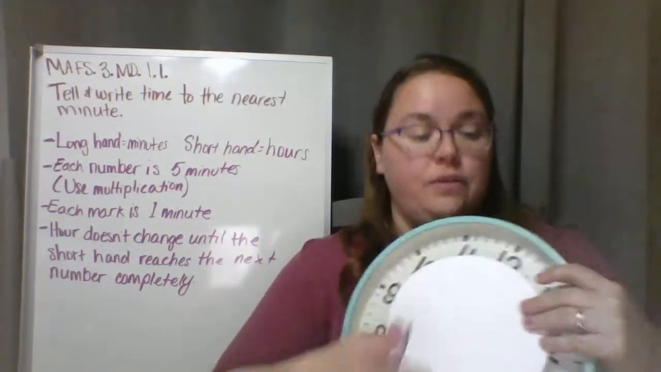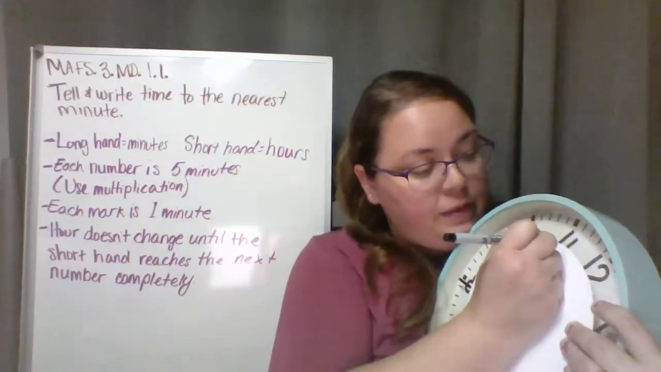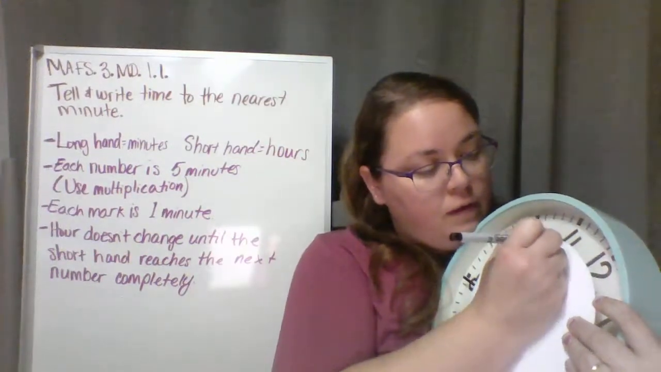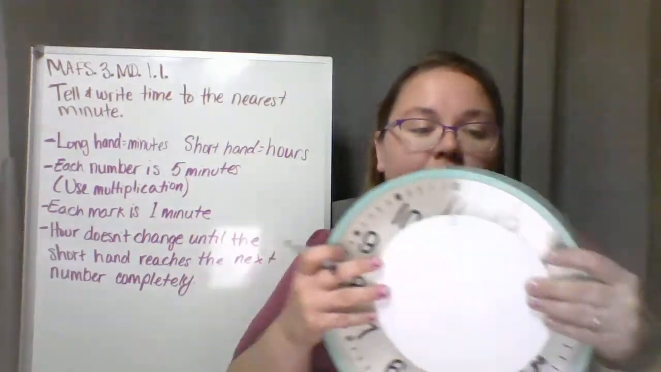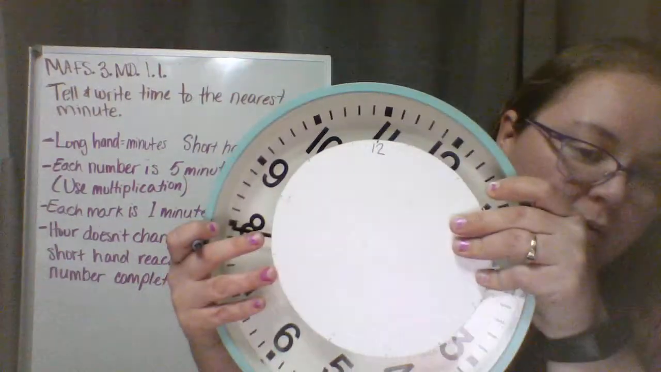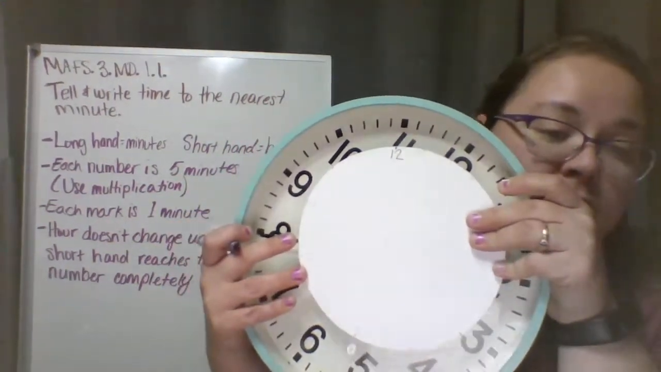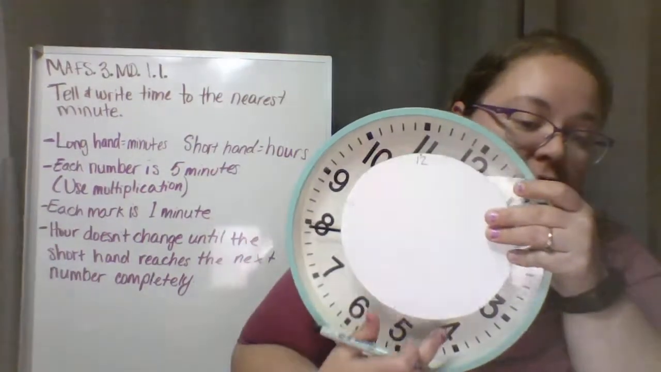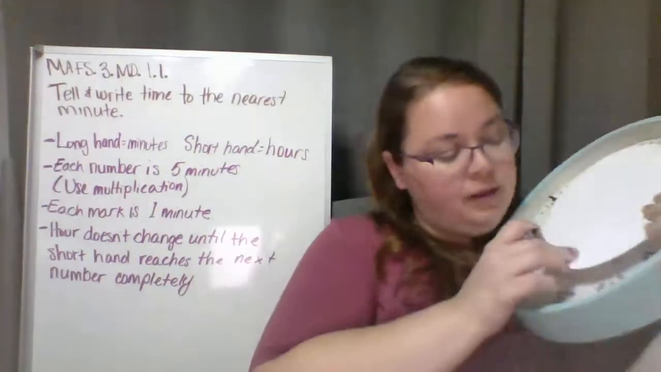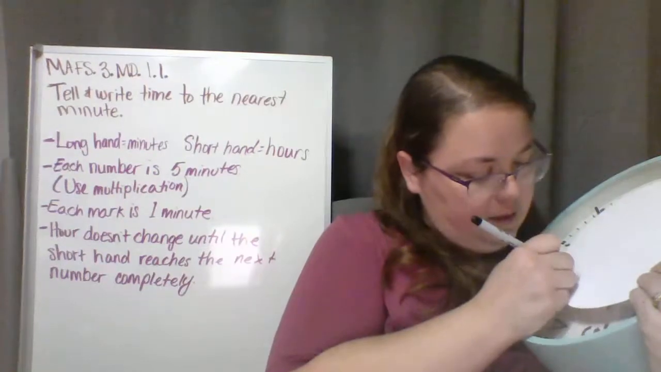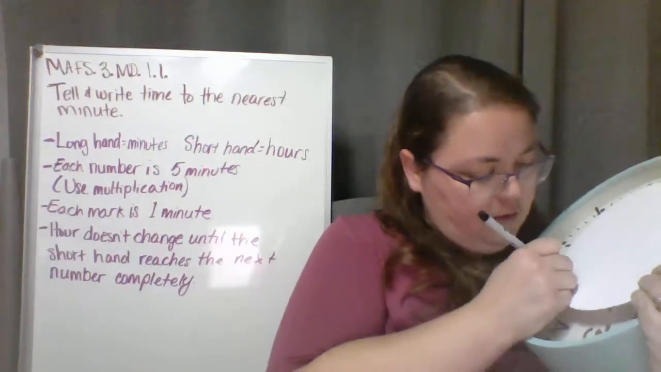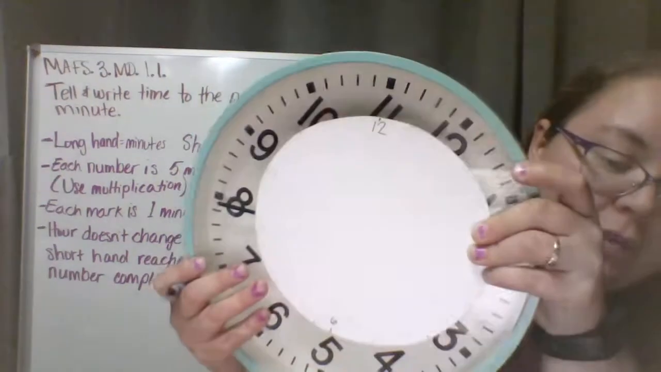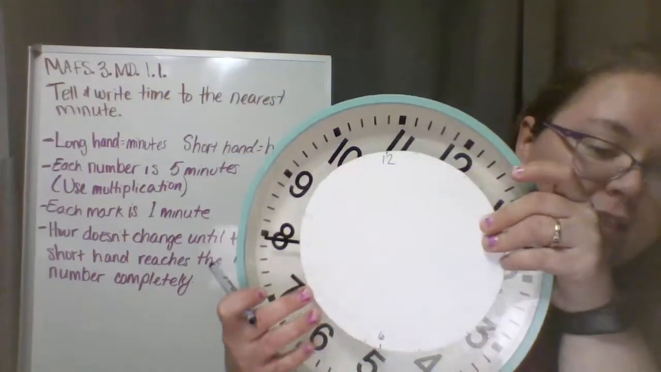So what you want to do is go ahead and put the 12 on the top, and I put a little marking there for the 12. So go ahead and put the 12 on the top, and then you're going to go straight down to the very bottom, and you're going to put a 6. So I'm going to come down here and put a 6. So I have the 12 on the top, the 6 on the bottom.